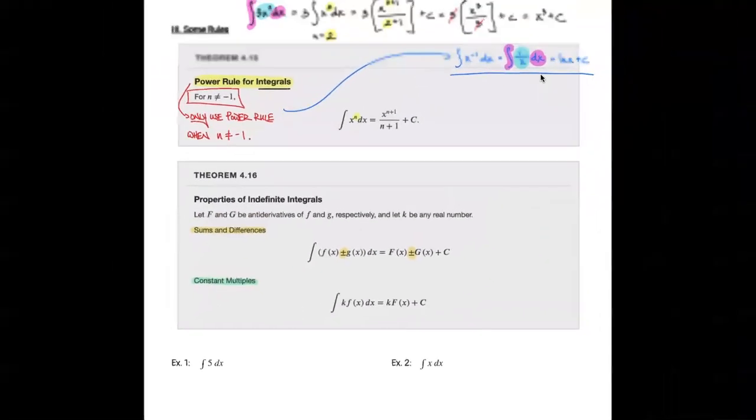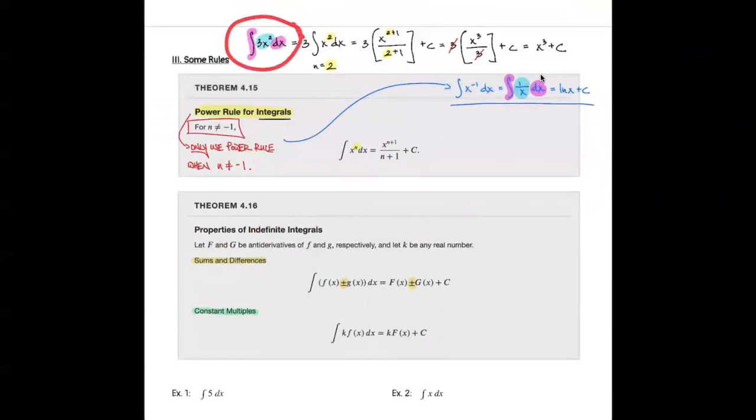Remember earlier how I had that 3x squared, and I said I'll talk about this later, but I'm just going to bring the 3 out to the front? That right there is like the k. So k is a number. In that example, it was a 3. I pulled the 3 out to the front, and then I did the antiderivative. The sum and difference rule and the constant multiple rule are very similar to the rules that we have for derivatives.